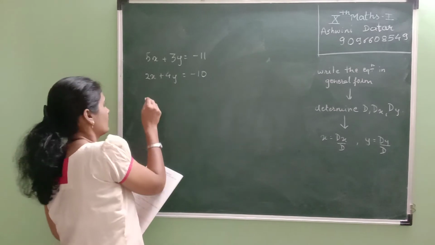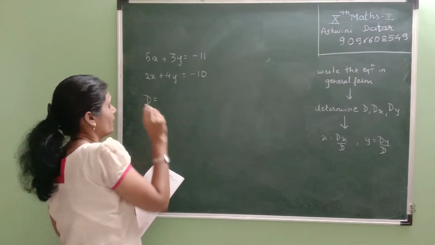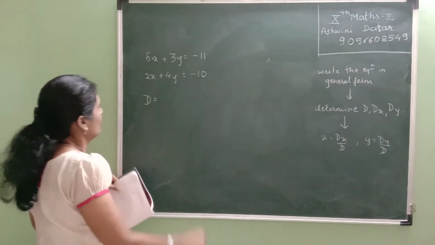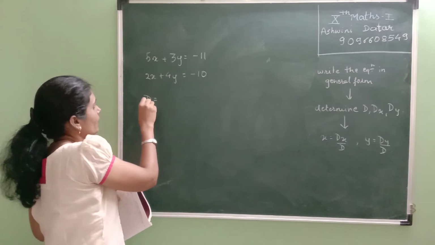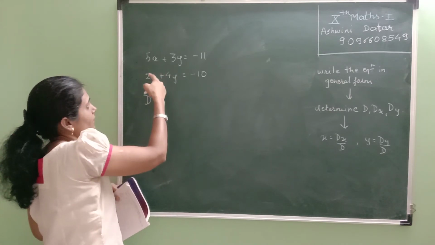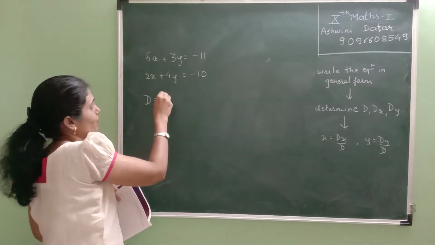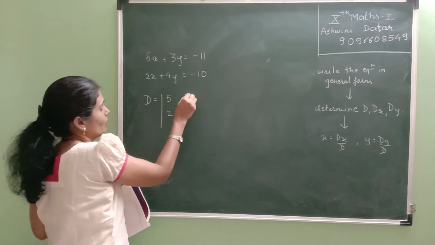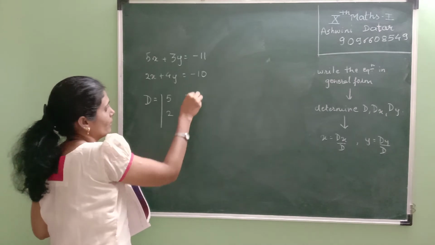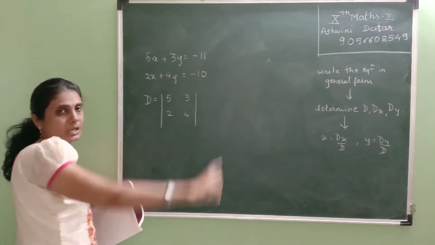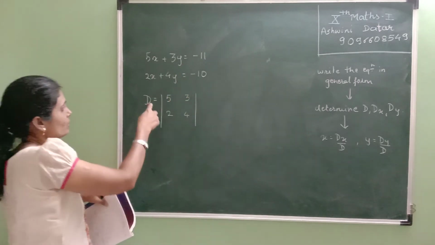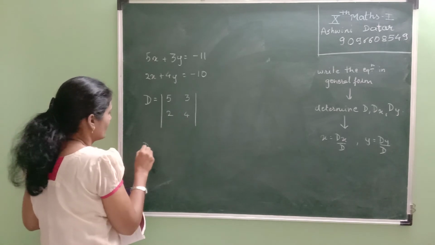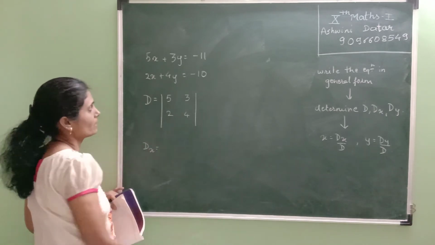So first thing is, I should write the value of determinant D. Now determinant D comprises of a1, a2, b1, b2. So it will be 5, 2, 3 and 4. C1 and C2 is eliminated. So this one value I have to find out. Second thing is, I have to find out what is Dx.